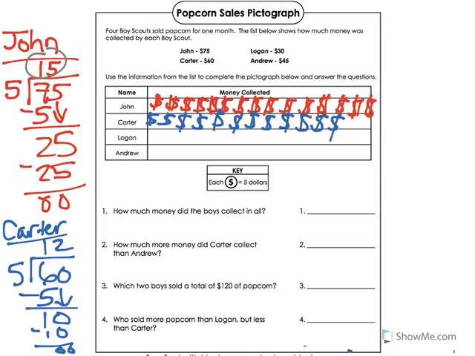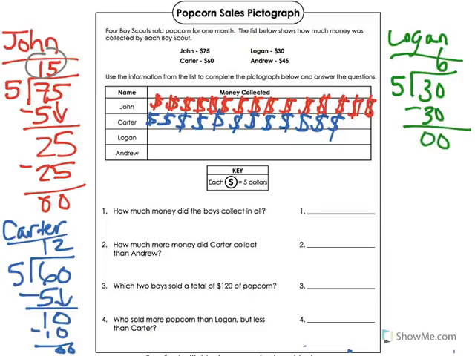Alright, so there's that, and now we have Logan. Logan's going to be in green. Alright, and Logan had made $30, so let's see how many times 5 goes into 30. I know 5 times 5 is 25, and if I add 5 more to that, that would give me 5 times 6, and that equals 30. So there's my answer. So I know that goes in 6 times, and that zeroes out. So Logan will have 6 money signs.